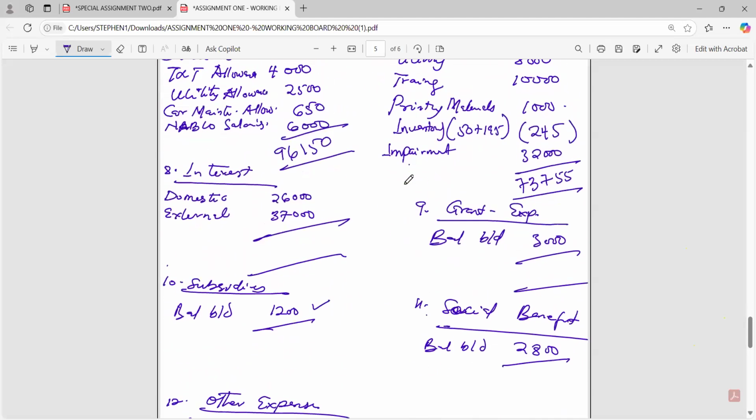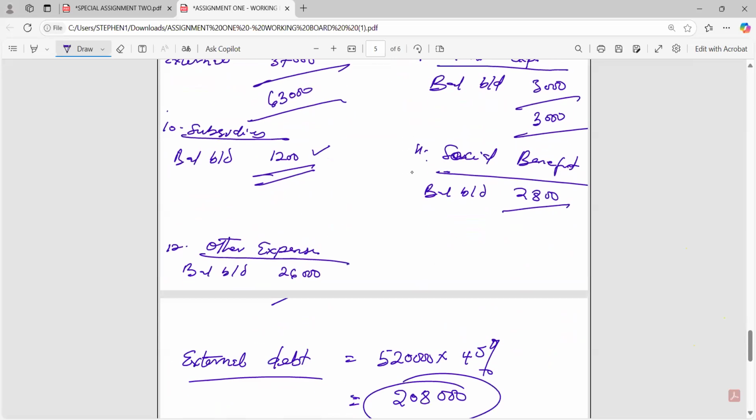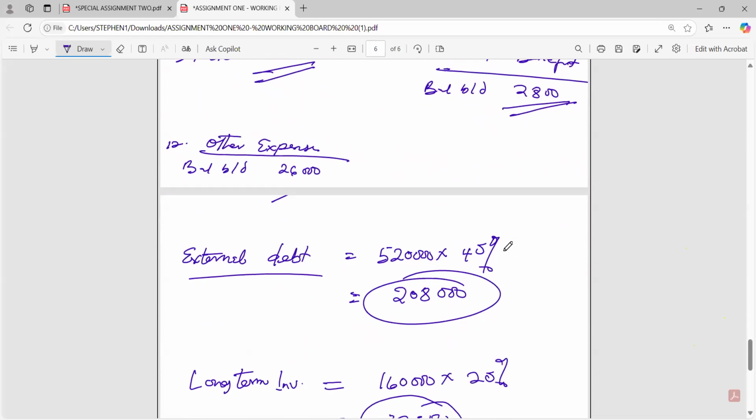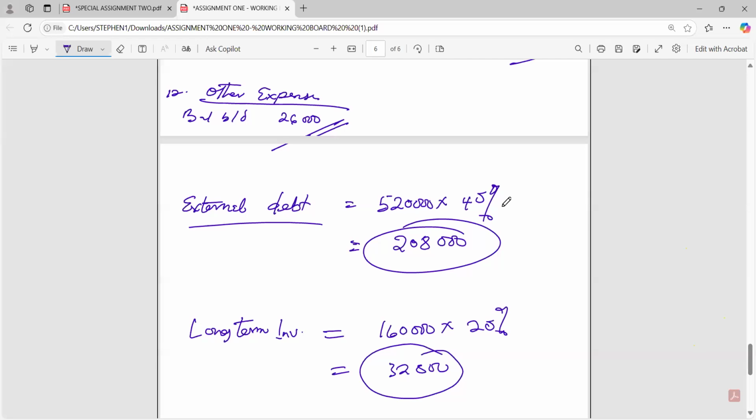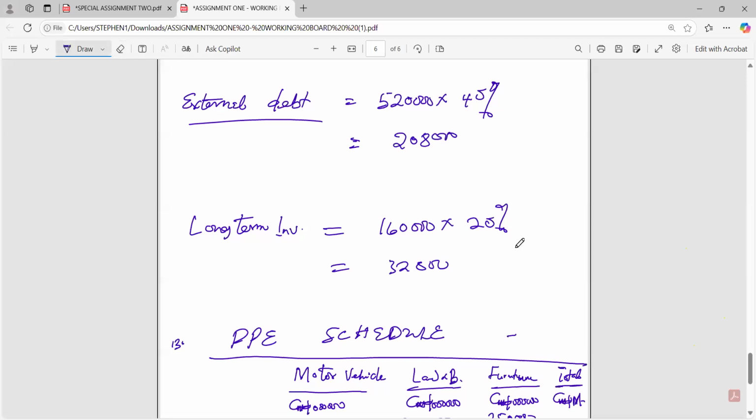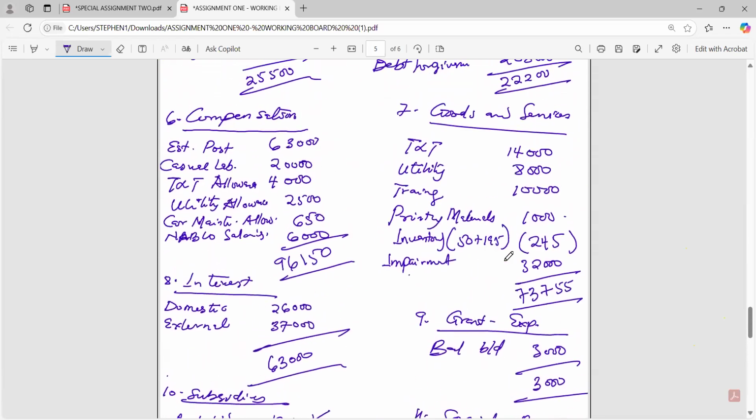The interest, 63,000. The external debt. Do you have something like that? Other expenses. Are you talking about other expenses? It's only one figure. It was just preliminary workings. Okay, good. So let's quickly go and post them.